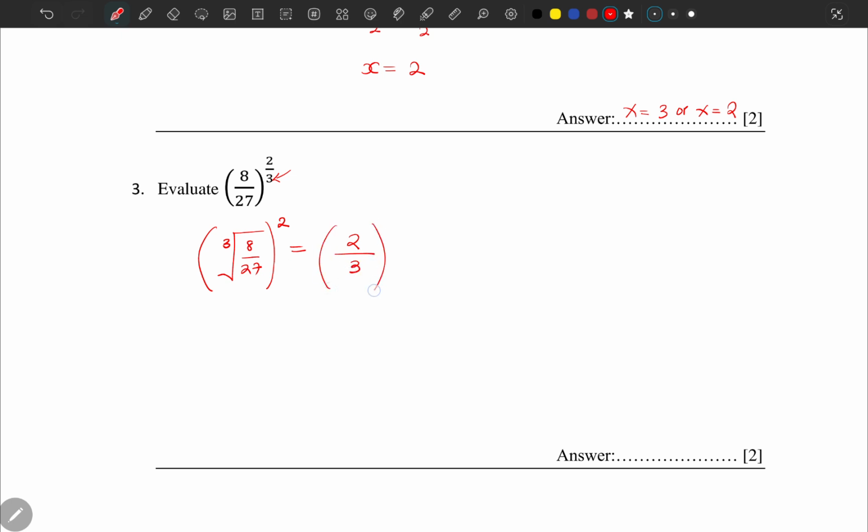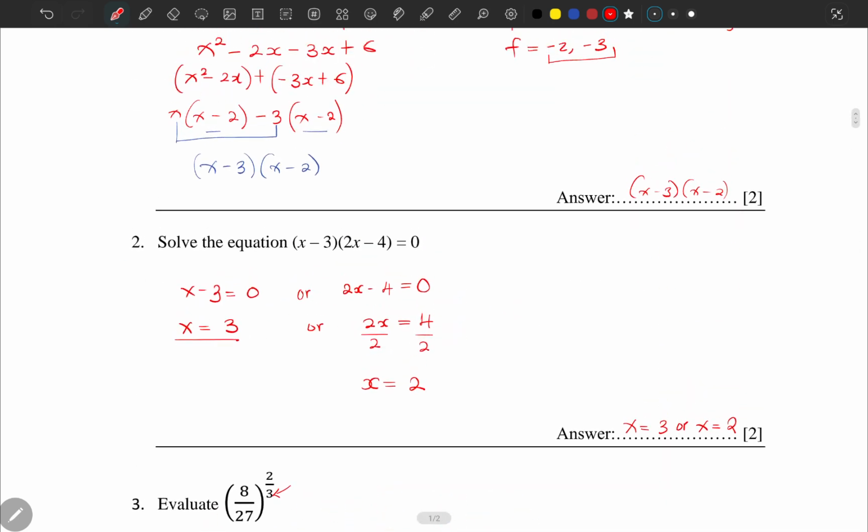But remember that there's a square outside which you don't have to forget. The square outside tells you that everything must be squared, meaning 2 squared over 3 squared. And 2 squared is just 4. And 3 squared is just 9. You come here, you report your answer. So this is simple and straightforward, just like that, and you are good to go.